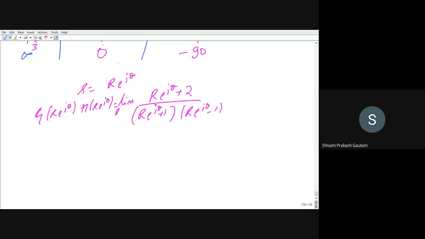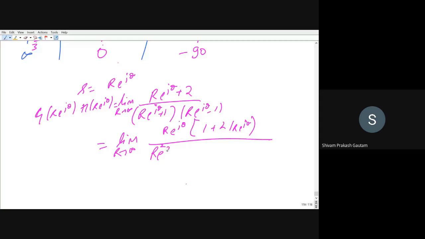So it will be equal to limit r tends to infinite, take r e to the power j theta as common, so this will be 1 plus 2 upon r e to the power j theta. Take r e to the power j theta common from both the terms in the denominator, so this will be r square e to the power j2 theta, times 1 plus 1 upon r e to the power j theta, times 1 minus 1 upon r e to the power j theta. Now if you substitute the limit, we will be having 1 upon r, and we will get the magnitude as 0. If magnitude is 0, that means it is at the origin of the GH plane.